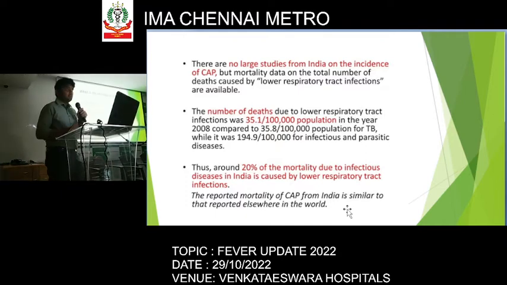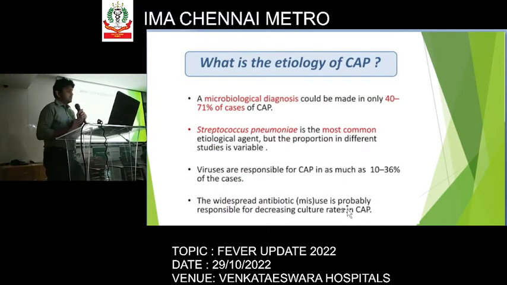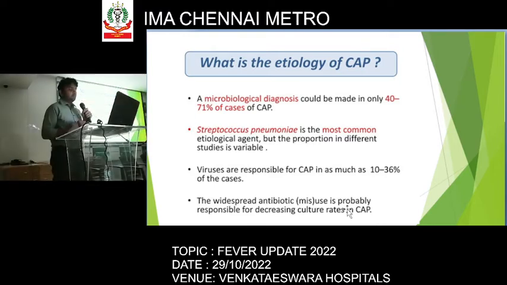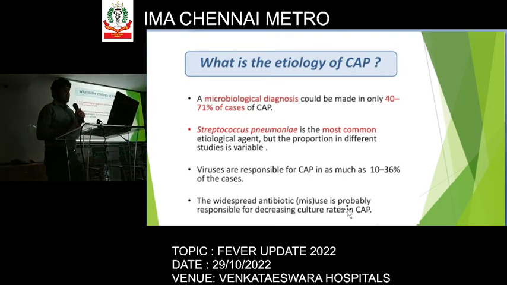So what's the etiology of community-acquired pneumonia? The microbiological diagnosis could be made only in 40 to 70% of cases. And Streptococcus pneumoniae is the most common etiological agent, but the proportion differs. Viruses are responsible for community-acquired pneumonia in 10 to 36% of the cases. So widespread antibiotic use is probably responsible for decreasing culture rates.